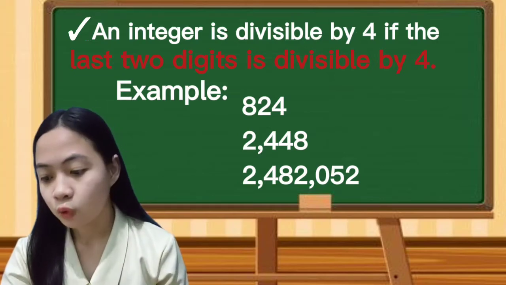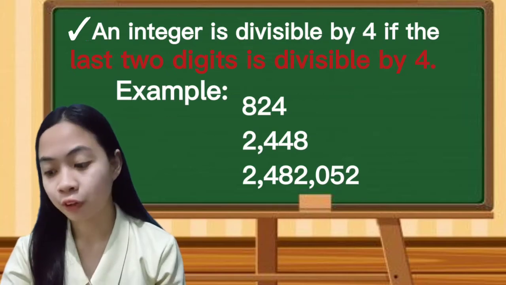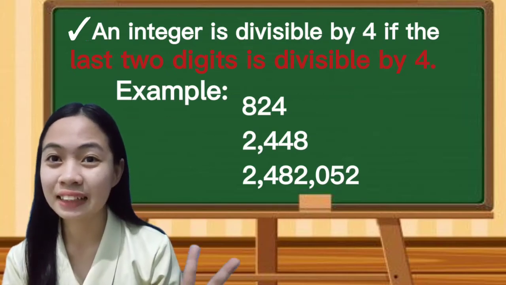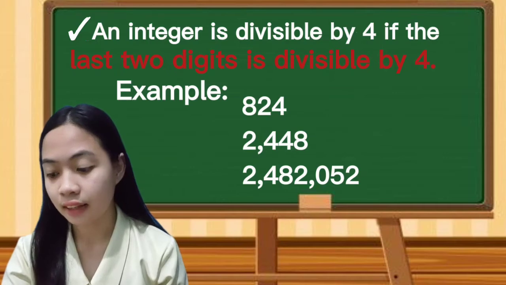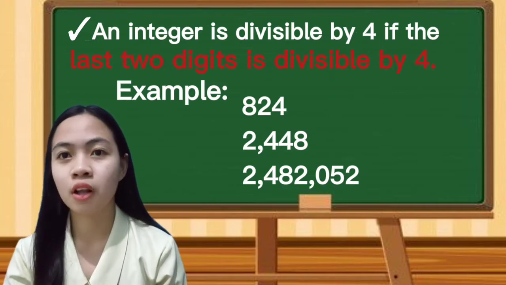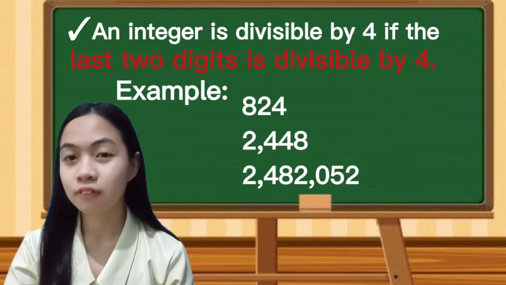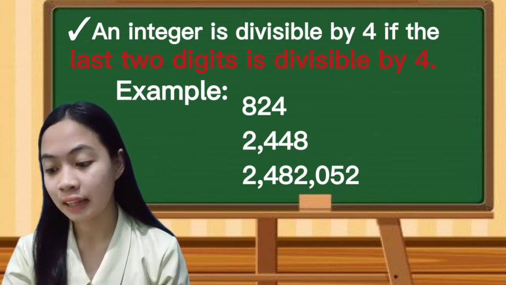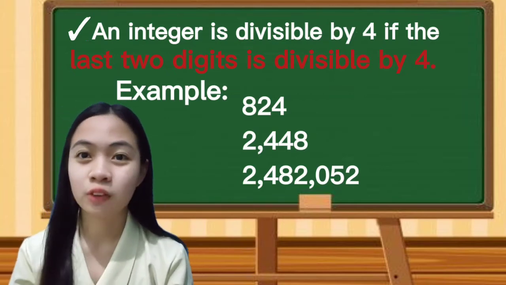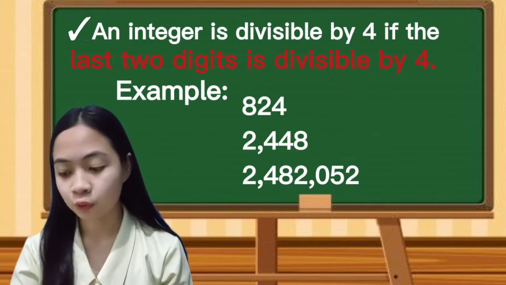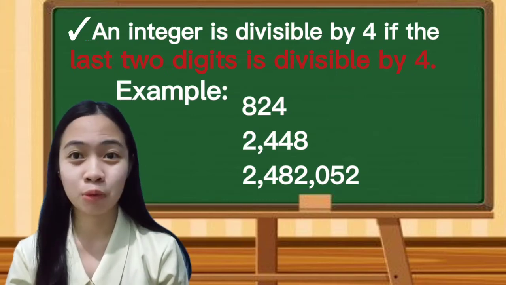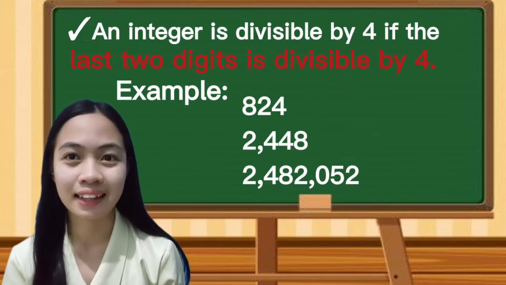Another one, 2,448. The last two digits are 48. 48 is divisible by 4. Another one, last one, 2,482,052. The last two digits are 52. 52 is also divisible by 4. Am I right? Yeah, that is right.